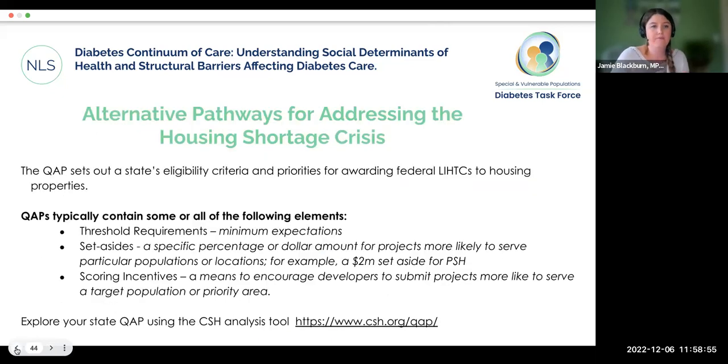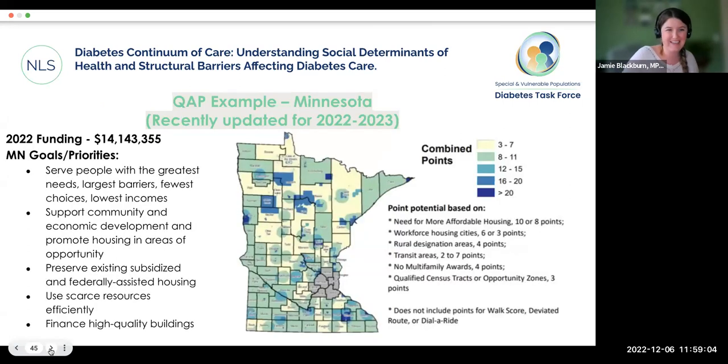So for example, in Minnesota, they recently updated their plan. They have about $14 million for their funding, and they have set out priorities to serve folks with the highest need, largest barriers, lowest incomes, and to preserve existing subsidized housing. They have created a scoring system that incentivizes projects that serve the most vulnerable in their communities. And certainly not every QAP does this by any means.